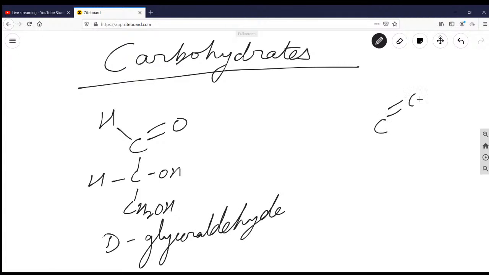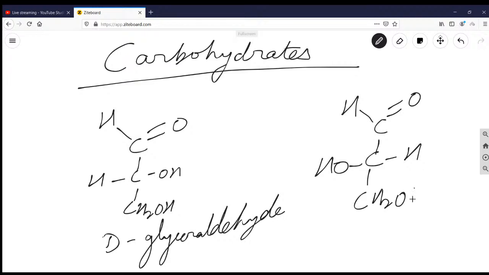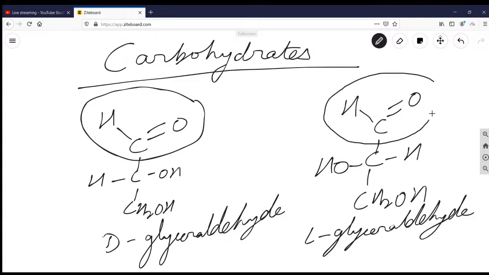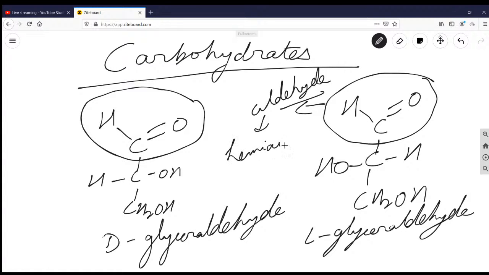And this will be your L-glyceraldehyde. This is your L-glyceraldehyde. Okay, so you can see this molecule. This is the aldehyde group. They are also known as hemiacetal. If you have studied organic chemistry, you will know this is a hemiacetal group.